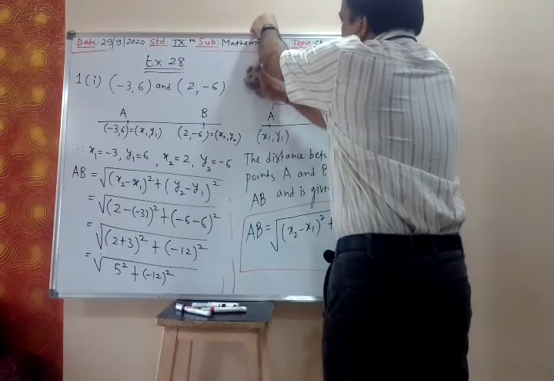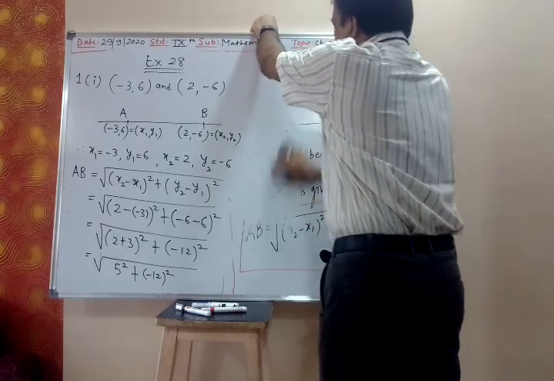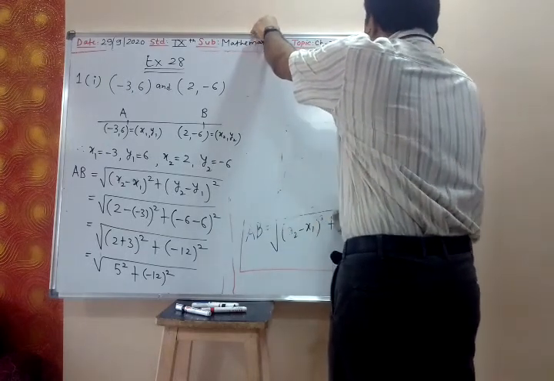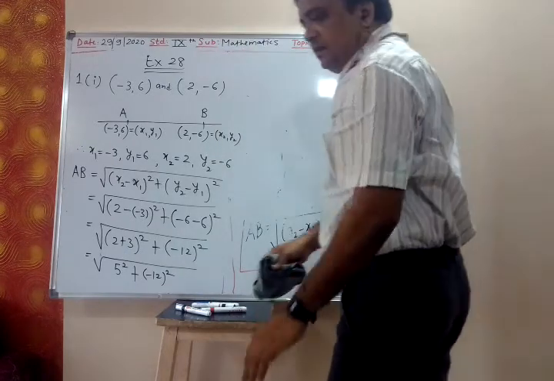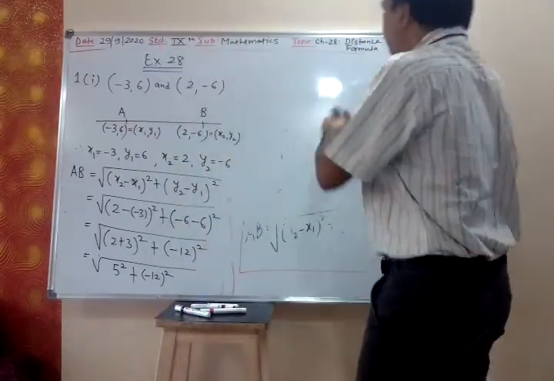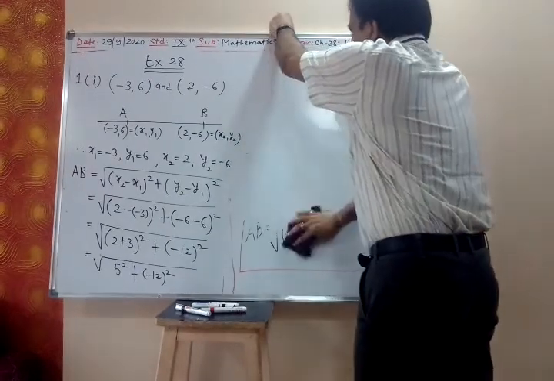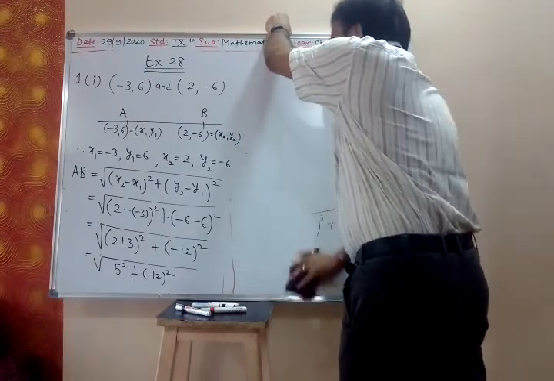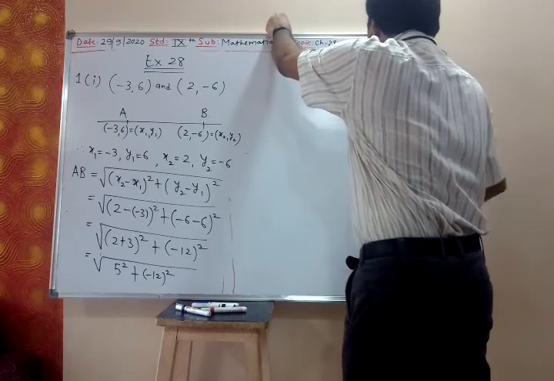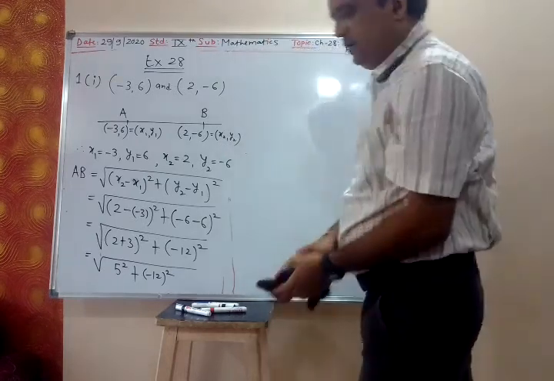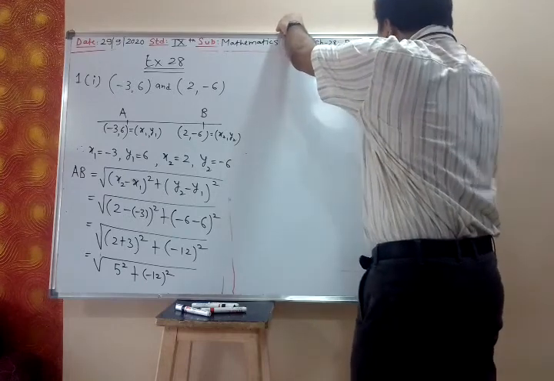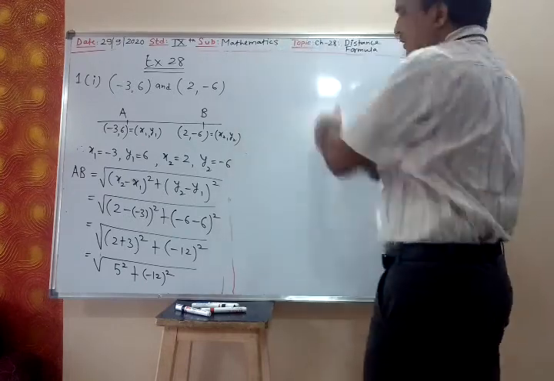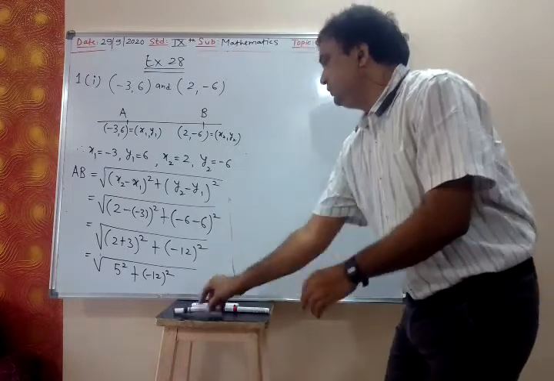Minus x whole square is the same as x square. So whether the number is negative or positive, its square is always positive. So what is the square of 5? 25 plus, see, 25 plus 144. Yes.